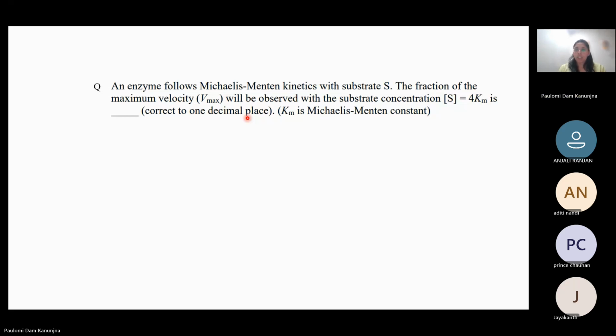Okay. So let me read the question once again. The question says the fraction of maximum velocity Vmax that will be observed with the substrate concentration S equal to 4 Km. So fraction is what I need. 0.8, another answer I have. Okay.